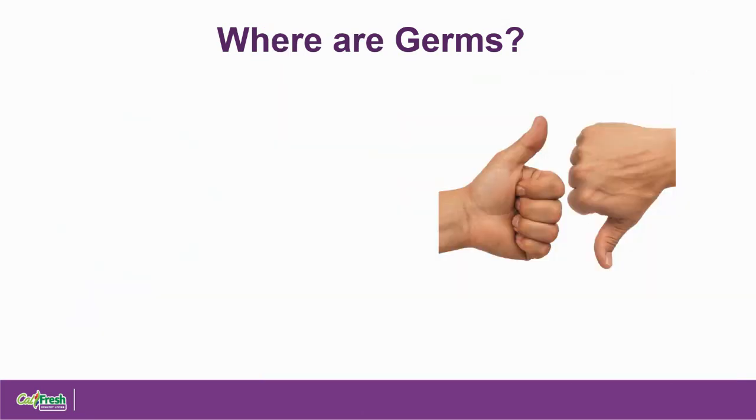So, where are germs? Give me a thumbs up every time I say a place where germs might be hiding. We're going to go through the list, and every time I name one of these off, you tell me if that's a thumbs up or a thumbs down. Thumbs up means that you think, yes, there might be germs there, and thumbs down means probably not. Okay, are you ready for the first one? On your desk, do you think that's a thumbs up or a thumbs down?